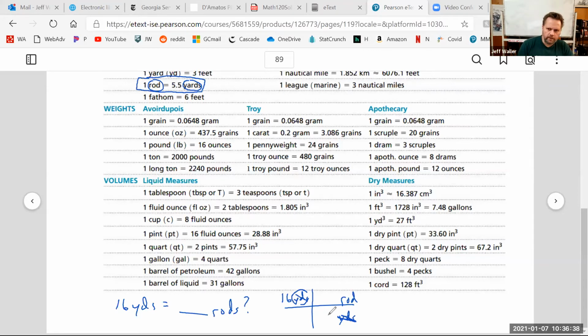So what number goes where? One rod on the top to 5.5 yards at the bottom. There you go. You just put the number with the correct unit. Can somebody tell me, you guys ready for this? What is one rod divided by 5.5 yards? Let me give you an equivalent. A fifth of a rod. No. Let me give you an equivalent question. Can you tell me what is 100 cents divided by $1?